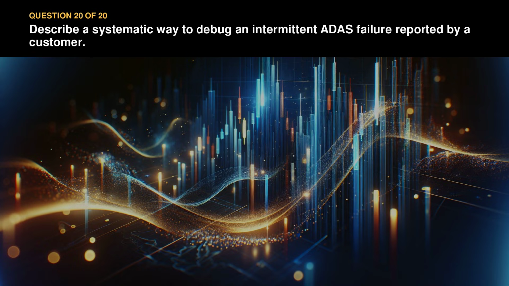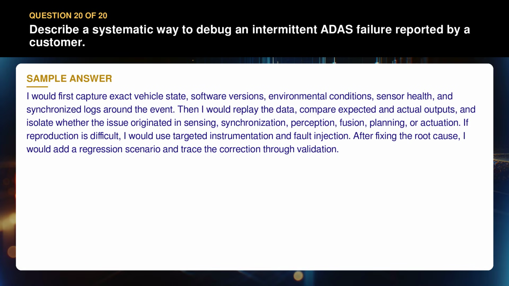Question 20. Describe a systematic way to debug an intermittent ADAS failure reported by a customer. I would first capture exact vehicle state, software versions, environmental conditions, sensor health, and synchronized logs around the event. Then I would replay the data, compare expected and actual outputs, and isolate whether the issue originated in sensing, synchronization, perception, fusion, planning, or actuation.